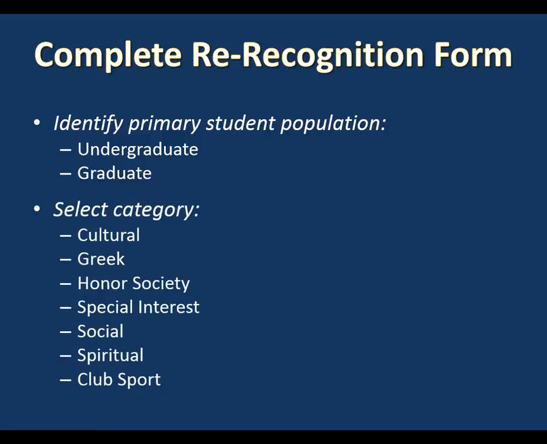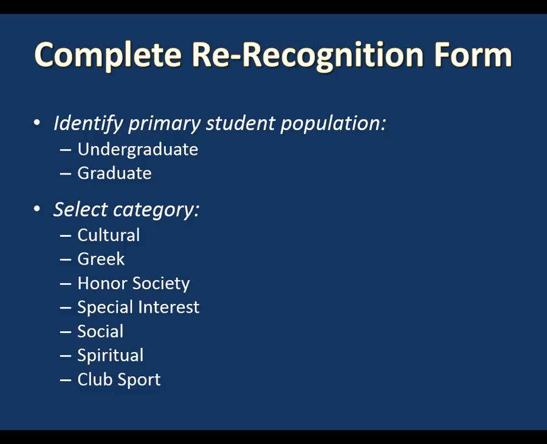Select the primary category for your RSO, which could be cultural, Greek, honor society, special interest, social, spiritual, or club sport. We understand that some organizations may fall under multiple categories, but we are asking you to select just one. This category information will help us and your fellow peers better identify the organization and purposes that they serve.